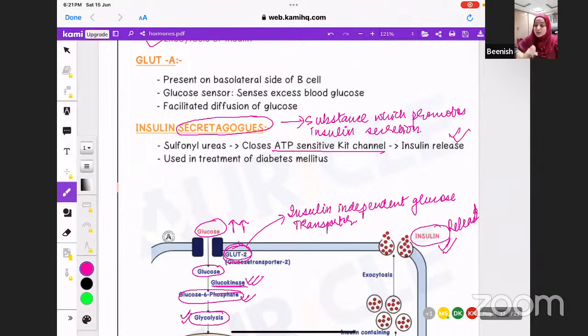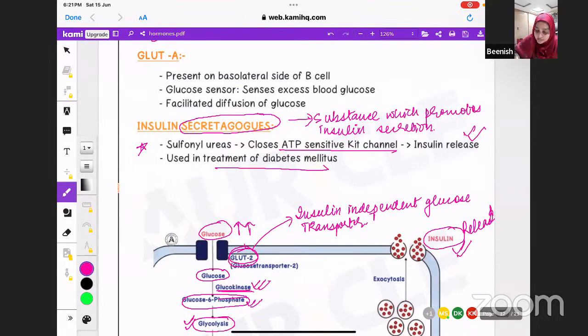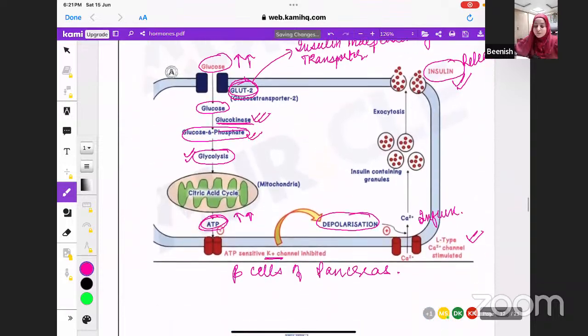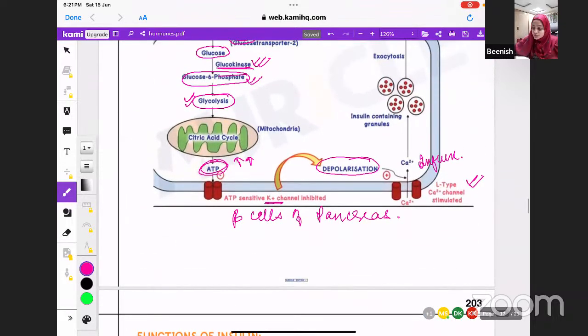Okay, so these are used in the treatment of diabetes. In diabetes, what do you have? You have less insulin, so you need more insulin. So you give insulin secretagogues like sulfonylureas, which cause insulin release. So that is one of the clinical uses of sulfonylureas. So remember, it is an insulin secretagogue.